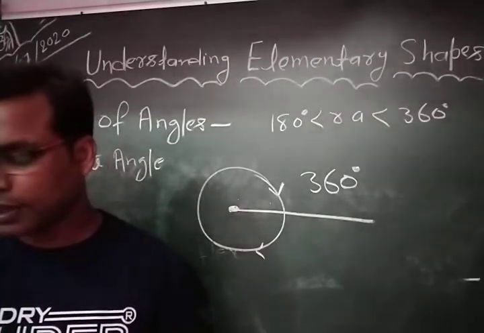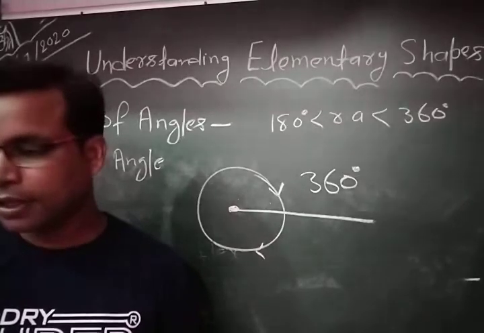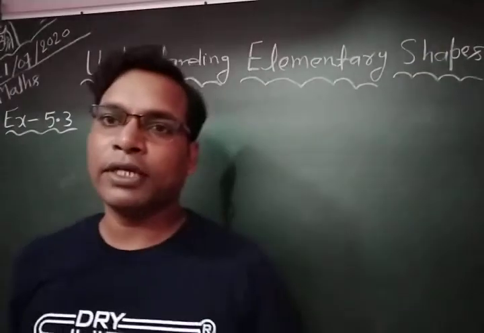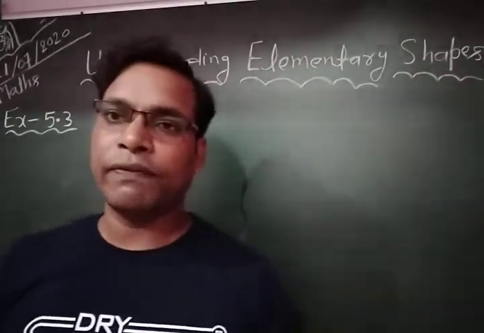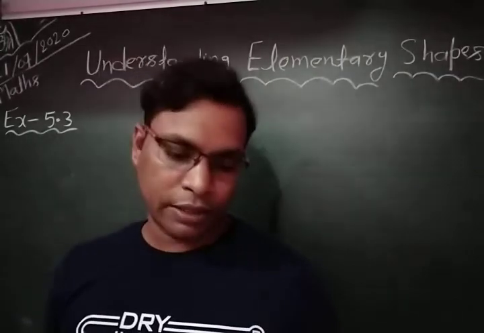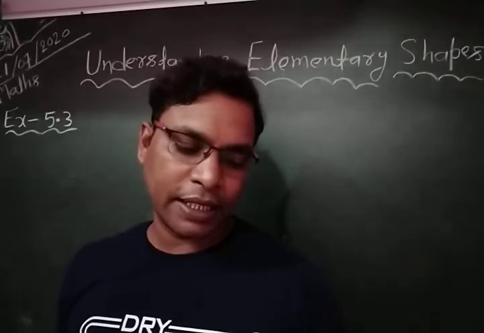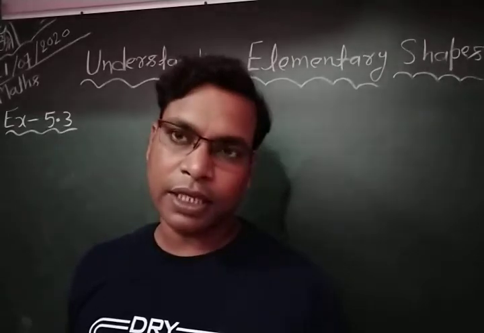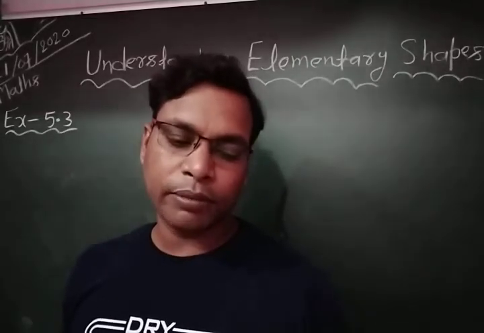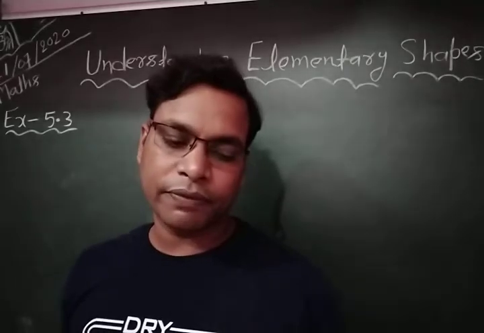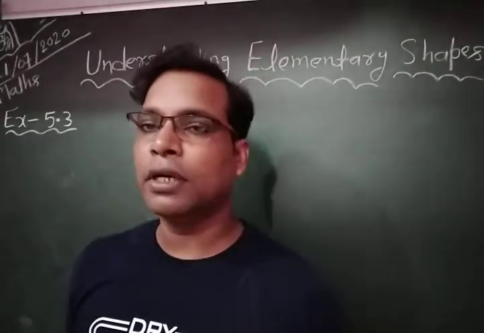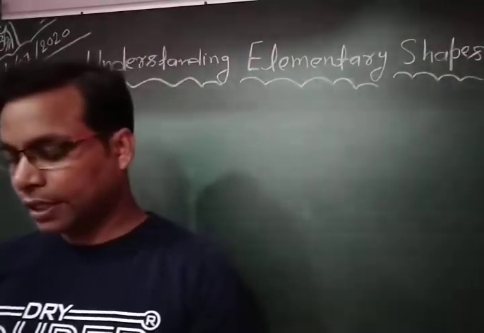So now we are going to discuss the exercise 5.3. In question 5.3 we have only one question. Match the following. Both columns' options are given: straight angle, right angle, acute angle, obtuse angle, reflex angle in the first column. In the second column: less than 1/4 of revolution, more than half a revolution, 1/4 of revolution, between 1/4 and 1/2 of revolution, and one complete revolution. These are both columns. Okay, so we can match it.